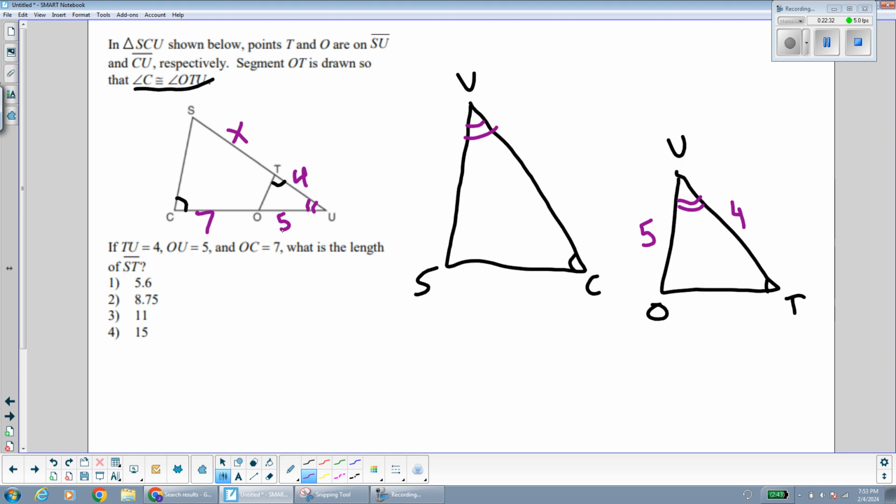So together with the side from the small triangle, the whole side from the big triangle would be 7 plus 5, which would be 12. And I can put that over here, CU is 12.